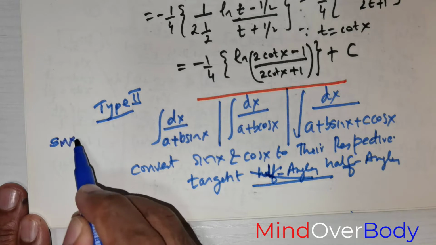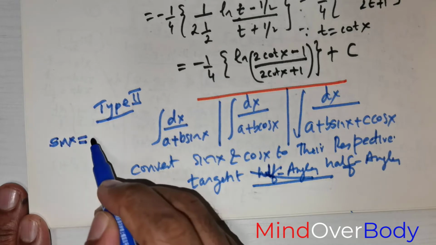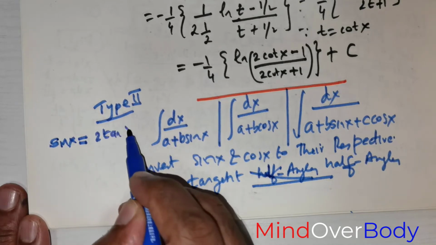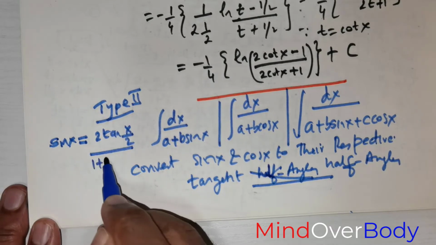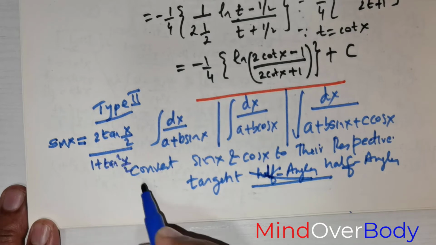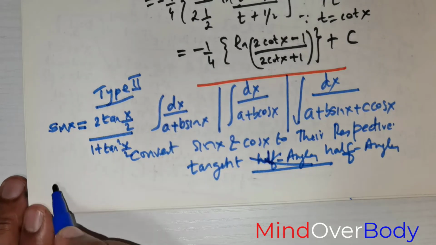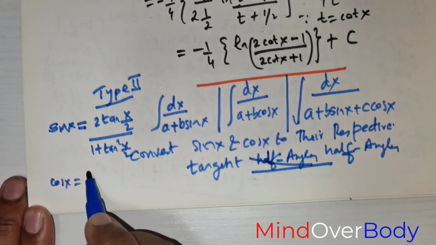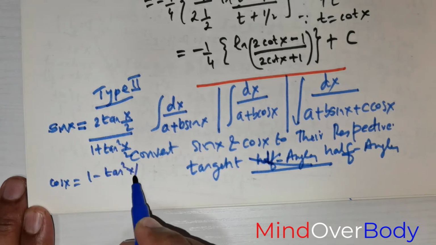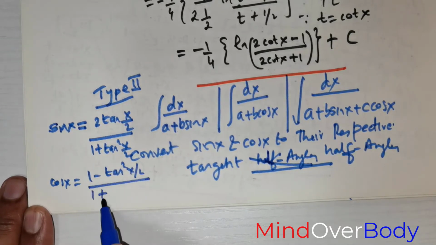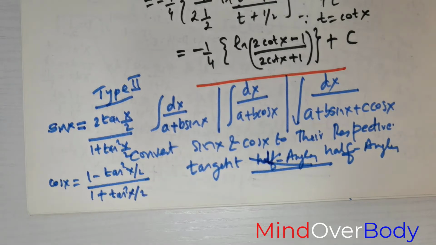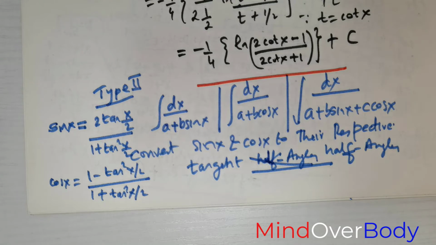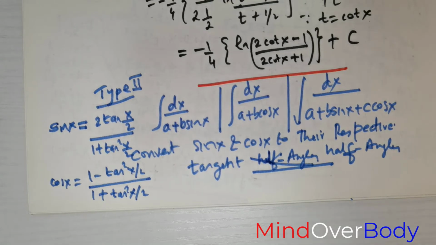So that would mean sin x would be rewritten as 2 times tan of x over 2 divided by 1 positive tan squared x over 2. So this is for sin x, and for cos x it would be 1 negative tan squared x over 2 divided by 1 positive tan squared x over 2. So this is the standard conversion that we will have to apply, and you will get a better understanding when I give you an example to illustrate this type 2.